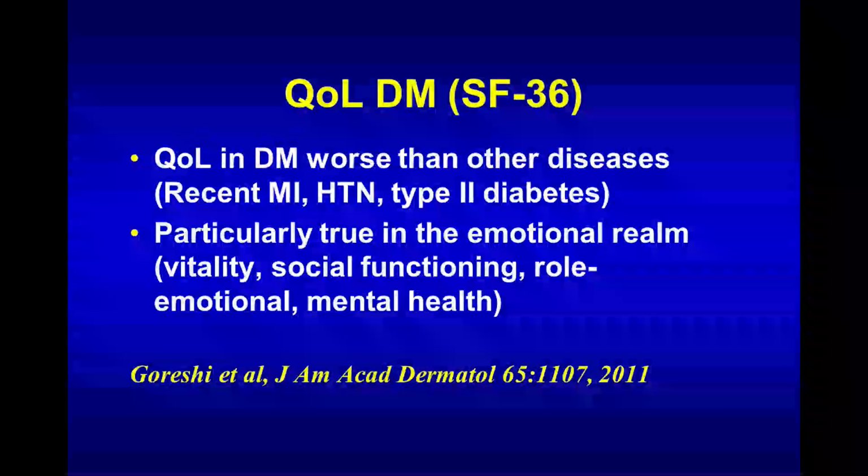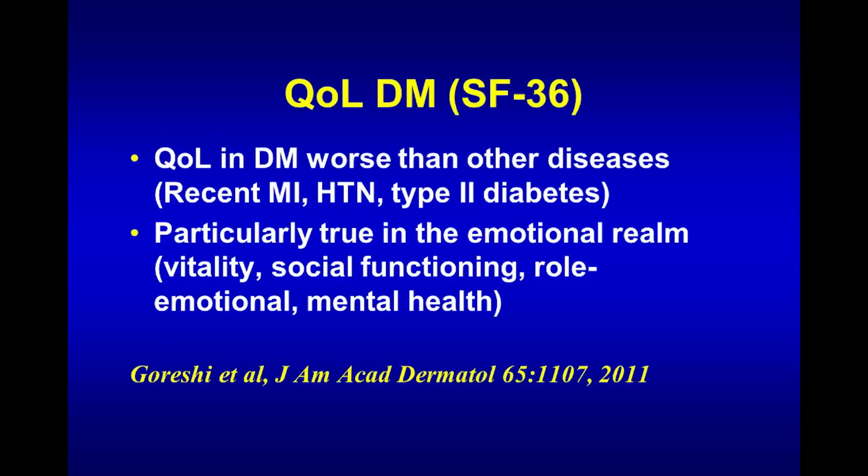So it also turns out, if you compare patients with dermato to other diseases with an SF36, which is a quality of life instrument that allows comparison between different diseases, we can show that, especially in the emotional realm, these patients are faring worse than patients who've had recent MI, hypertension, type 2 diabetes. And so this is very significant, and again, it speaks to the huge impact this disease can have on patients' quality of life. And it's, again, very true in such parts of the domain such as vitality, social functioning, role emotional, and mental health.